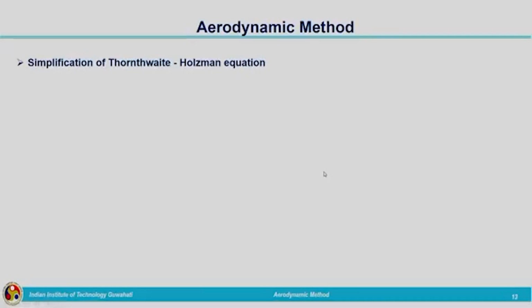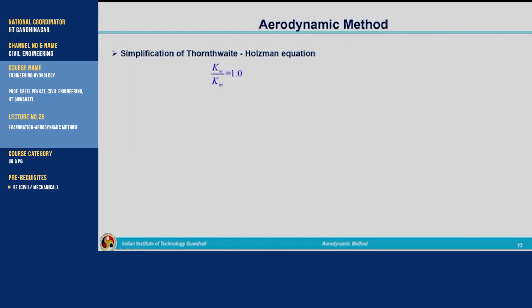So, what are we going to do? We are going to simplify that particular equation. The simplification of the Thornthwaite-Bolton equation can be done by assuming Kw by Km, where Kw and Km are constants of proportionality, can be taken to be unity. Then what are we doing? We have the wind velocity at two levels, Z1 and Z2. What are we going to assume?